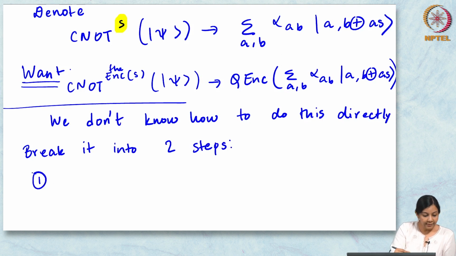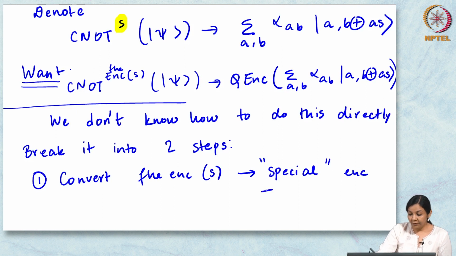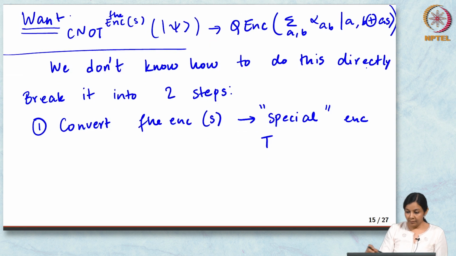So, the first step is that I am going to convert my FHE encryption of S to some new special type of encryption, which, sort of looping back to where we started, actually uses these trapdoor claw free pairs. So, I am going to call it a TCF encryption. I will define it.